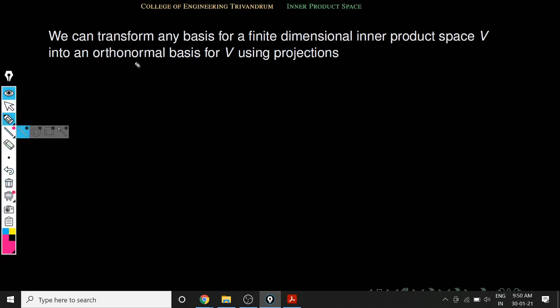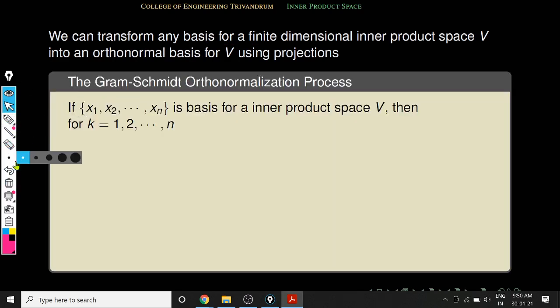Actually, this technique is developed using the concept of projection. Its name is the Gram-Schmidt orthonormalization process. It's an algorithm, and I will explain this step by step. Suppose we have a set x1, x2, x3, up to xn. This is a basis for an inner product space V.